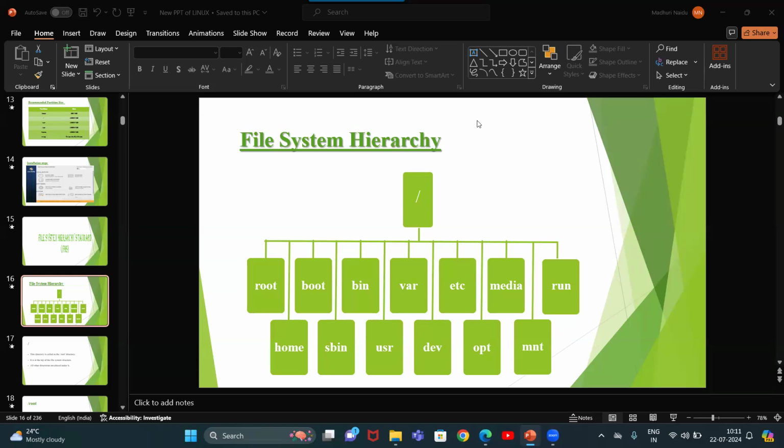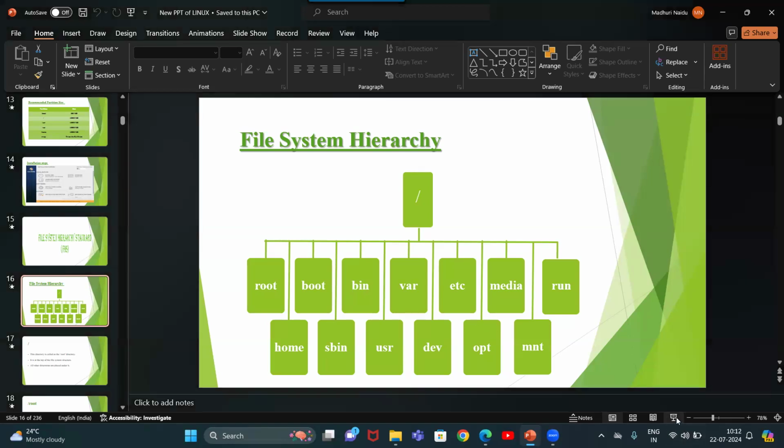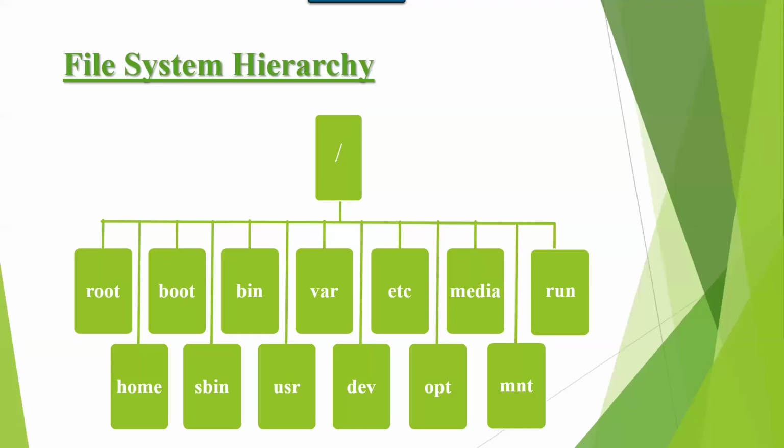Under forward slash, we have subdirectories. All these directories come under forward slash. Forward slash is a parent directory or top level directory in Linux, and it is similar to C drive in Windows. So under forward slash, the first subdirectory is root.